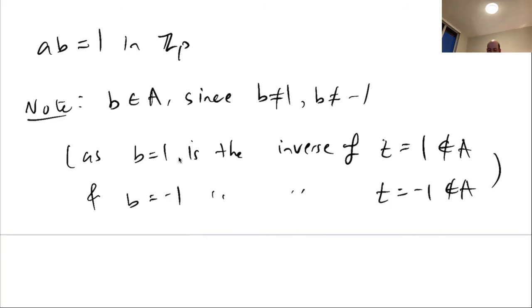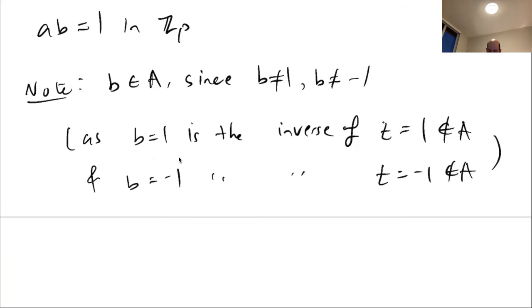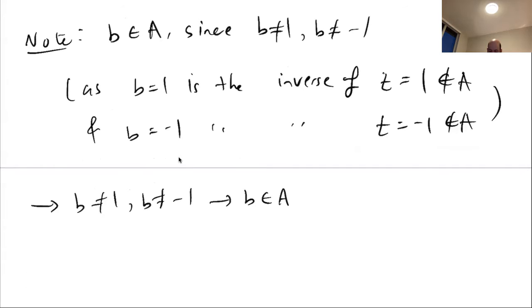So B is in A because it's not 1 and it's not -1. So that means B is in A. Also note that B is not equal to A.